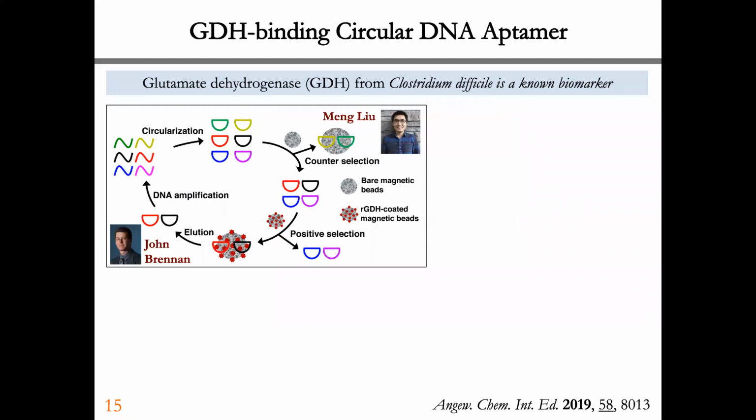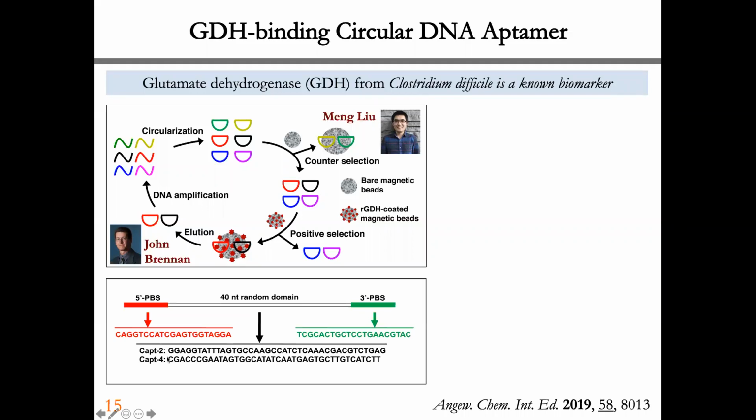And so in this case, most of the time when we develop aptamers, we are actually using linear DNA sequences. But since we are going to deal with biological samples, we thought maybe we should use circular DNA, because circular DNA is much more stable. We already know that's the case. So we're just going to take a library, circularize it, and create a pool of circles. Then we're using counter selection and positive selection, looking for the ones that bind to a recombinant version of GDH. And we repeat this cycle many times.